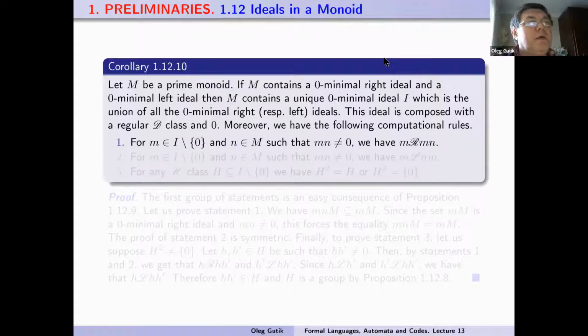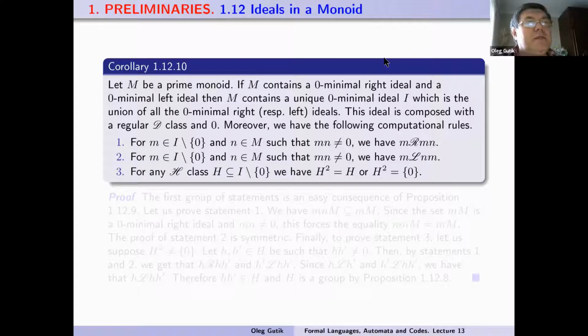Moreover, we have the following computation rules. For all elements m from I without 0 and n belonging to M such that mn is not equal to 0, we have that the elements m and mn are R equivalent. Similarly, we have that the elements m and nm are L equivalent, and for any H class H which belongs to I without 0, we have that H squared is equal to H, or H squared is equal to 0.